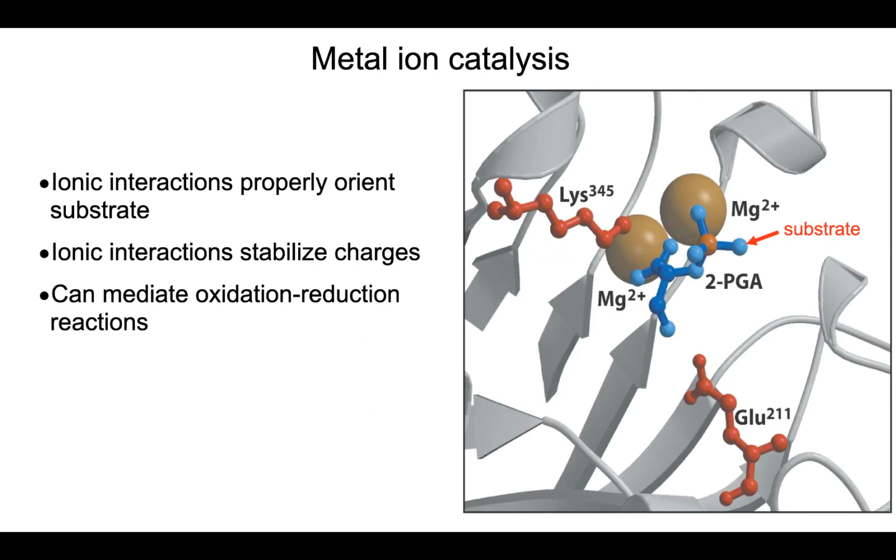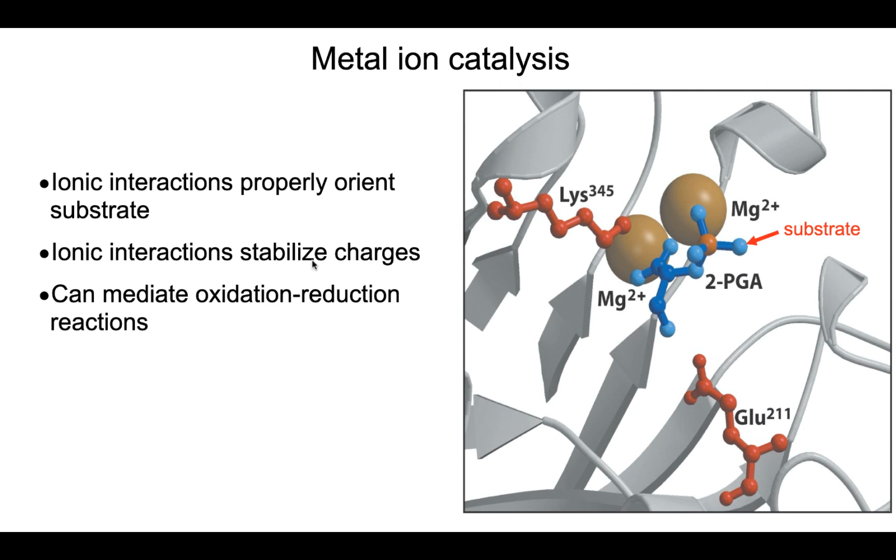And finally, metal ion catalysis, and this is very common. About 1/3 of enzymes require metal ions. So here we have these two big balls are magnesium ions. They need them in the active site in order to stabilize that substrate. Sometimes they're used to properly orient the substrate. So here's our substrate here. It's interacting with those magnesium ions in just the right way. Sometimes it stabilizes charges on the substrate.